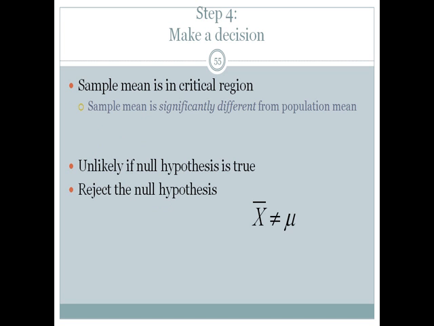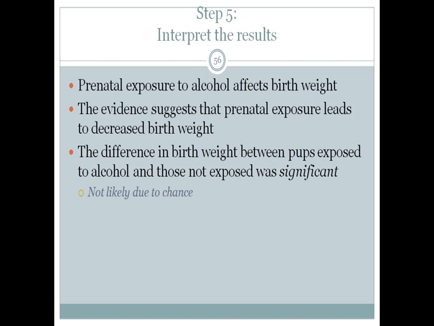So step 5 is make a conclusion. So we would say that prenatal exposure to alcohol does affect birth weight, and the evidence suggests that prenatal exposure leads to decreased birth weight. So the difference in birth weight between pups exposed to alcohol and those not exposed to alcohol was significant.